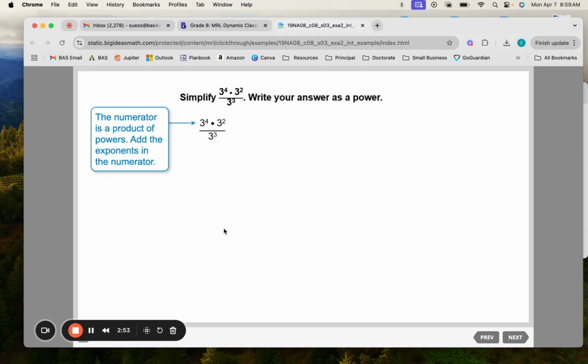All right, so you're going to do the product of powers on top first. So what do we do with those exponents when we're multiplying? We add them. 3 to the power of 6. Correct. Divided by 3 to the power of 3. So then we have 3 to the power of 6. Write this in your journals. And then we do division next, according to PEMDAS.